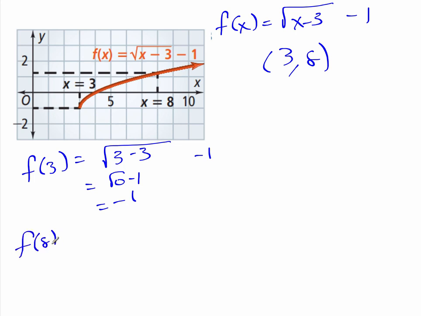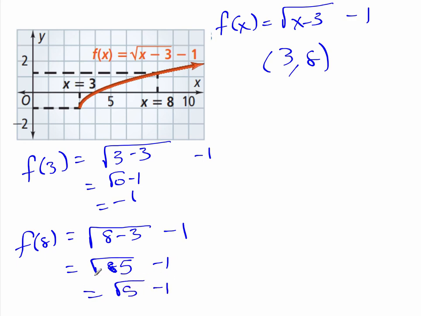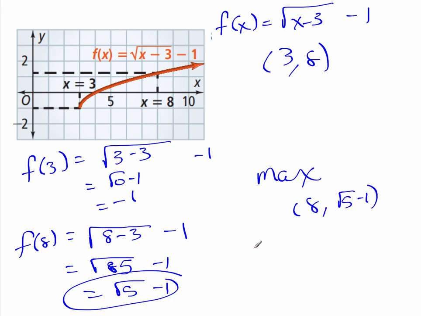f of 8 is going to be the square root of 8 minus 3, minus 1. So this is going to be the square root of 5 minus 1, which is just an ugly number. So the maximum is going to be at 8, square root of 5 minus 1. The minimum is going to be at (3, negative 1).